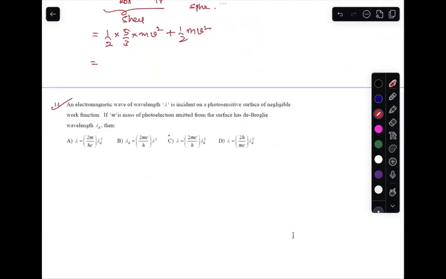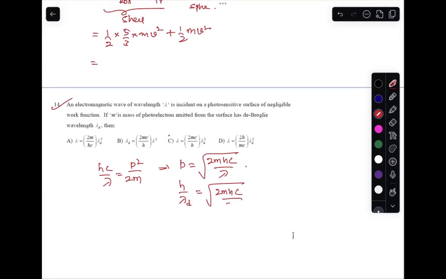14th question. An electromagnetic wave of wavelength lambda is incident on a photosensitive surface of negligible work function. If m is the mass of the photoelectron emitted from the surface, has de Broglie wavelength lambda, what they want is: hc by lambda is the energy, no work function. This you can write as p square by 2m. Wherever momentum you have, you can write it as 2mhc by lambda, right? P is nothing but h by lambda de Broglie.